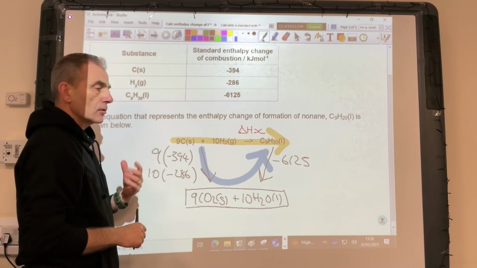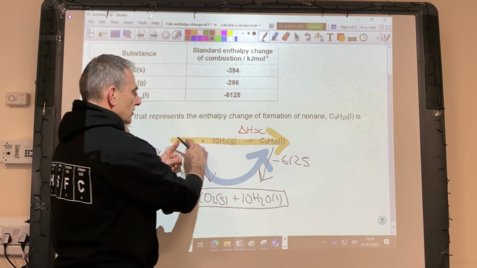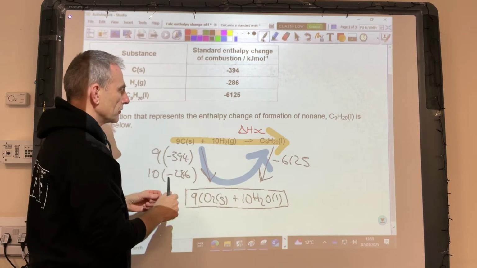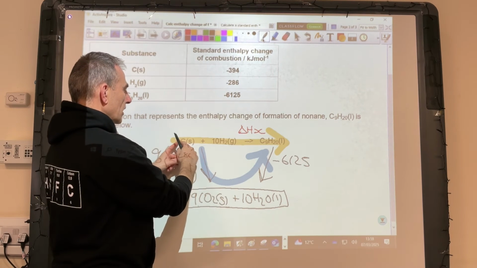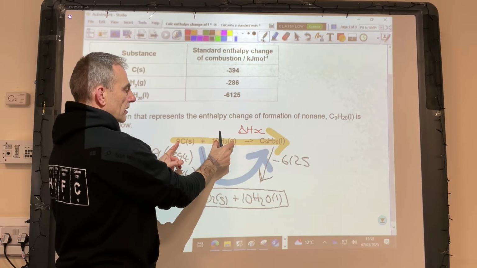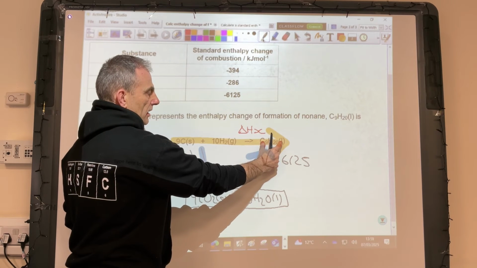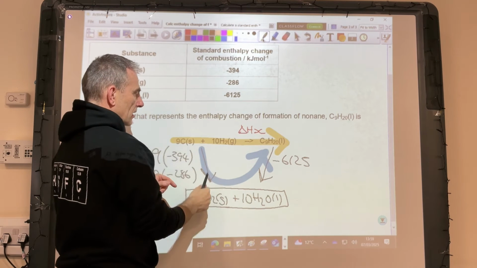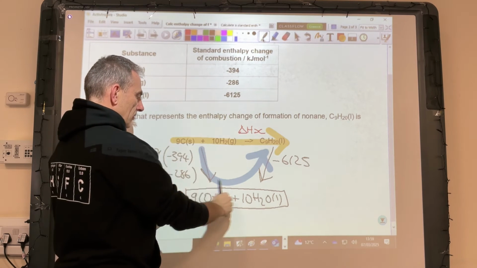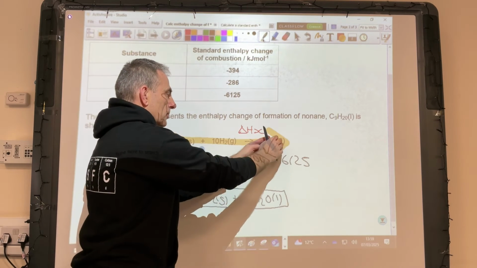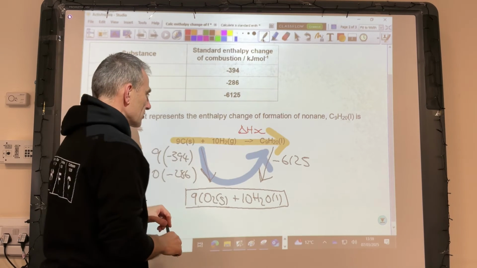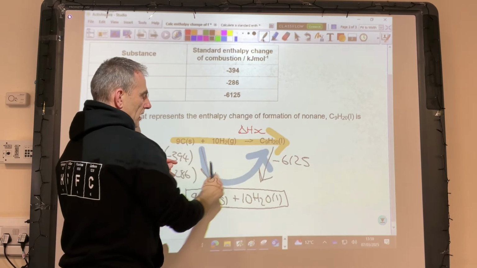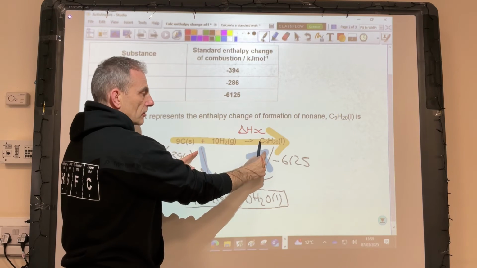6125. Now we're bringing in Hess's law. We've got these two different coloured arrows, the orange one and the blue one, and they represent the different routes from 9 moles of carbon and 10 moles of hydrogen to 1 mole of C9H20. You can see there's your direct route, which has that enthalpy change. And then there's another route: you can go down to the combustion products and then up to the C9H20. Hess's law basically says that the sum of the enthalpy changes in one route equals the sum of the enthalpy changes in the other route.